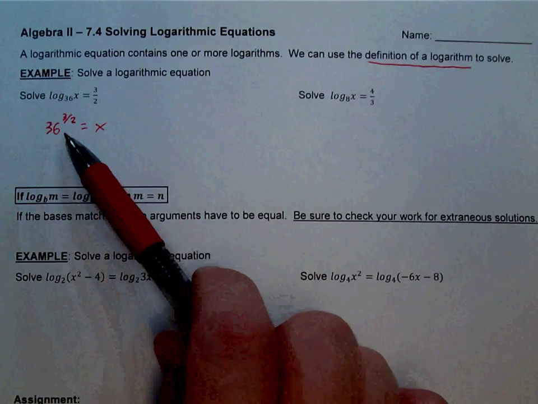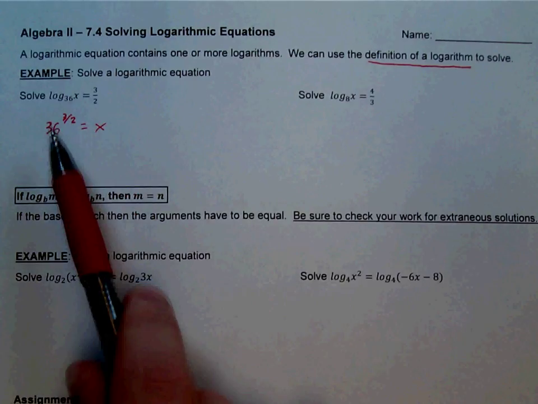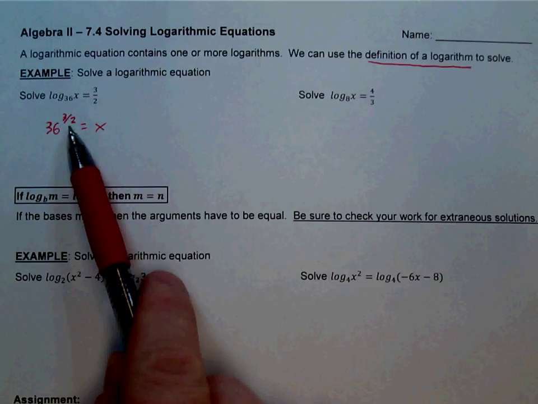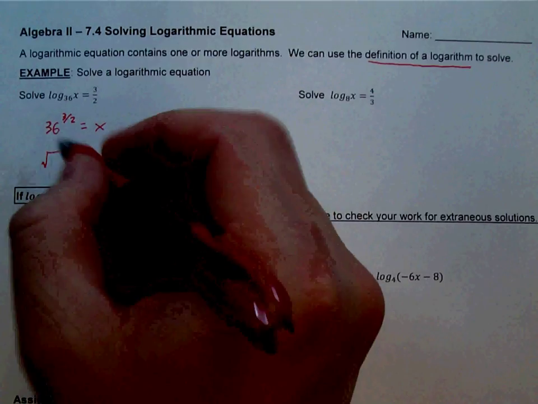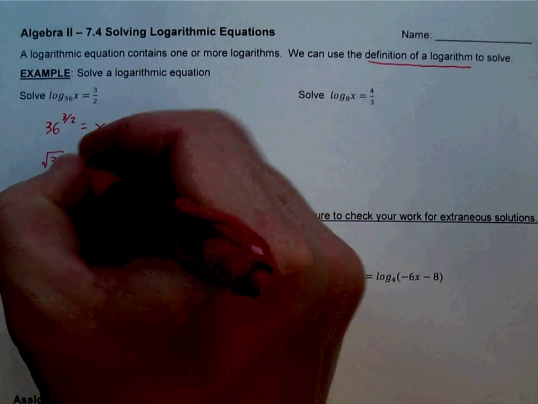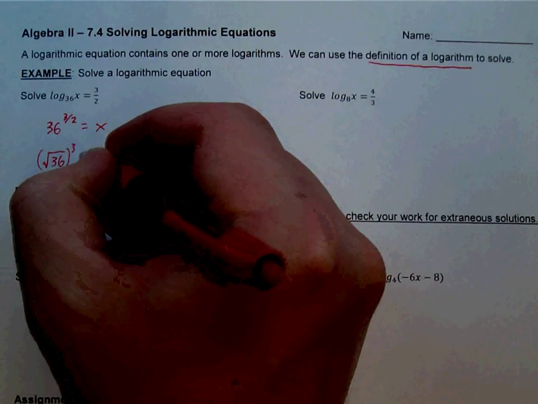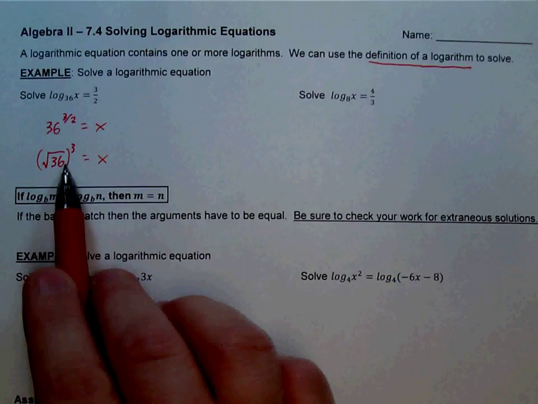So all I need to do is figure out what 36 to the 3/2 is. And we should remember from last chapter, if an exponent is a fraction, that means we're dealing with a root. The denominator is the root, so it's a second root, also called a square root. So I'm going to rewrite this. It's the square root of 36, and the 3 becomes an exponent. I can actually move the exponent to the outside to make the problem a little bit easier. It doesn't have to go on the 36.